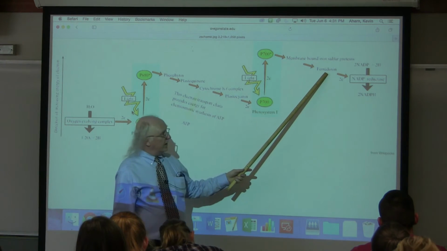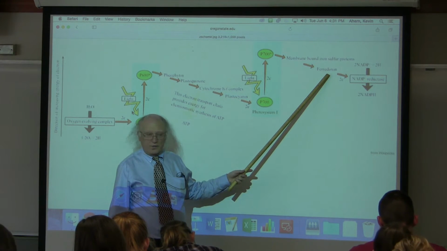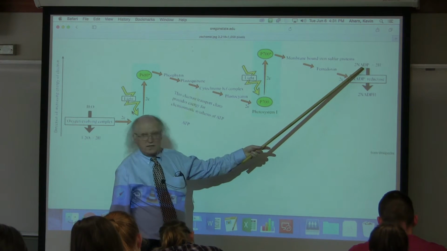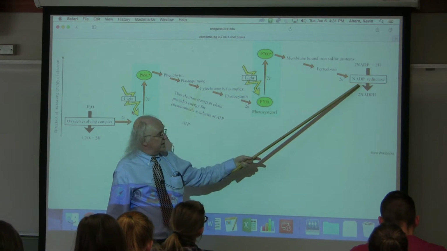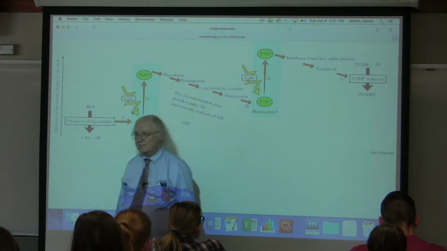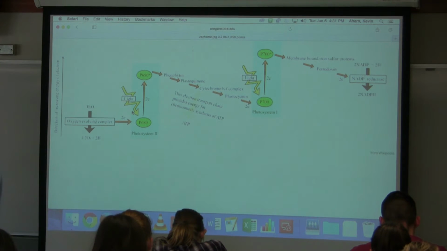Ferredoxin is the last protein that's holding on to electrons. So the electrons from ferredoxin are donated to NADP to make NADPH, and the enzyme that catalyzes that is NADP reductase. Yes, sir.